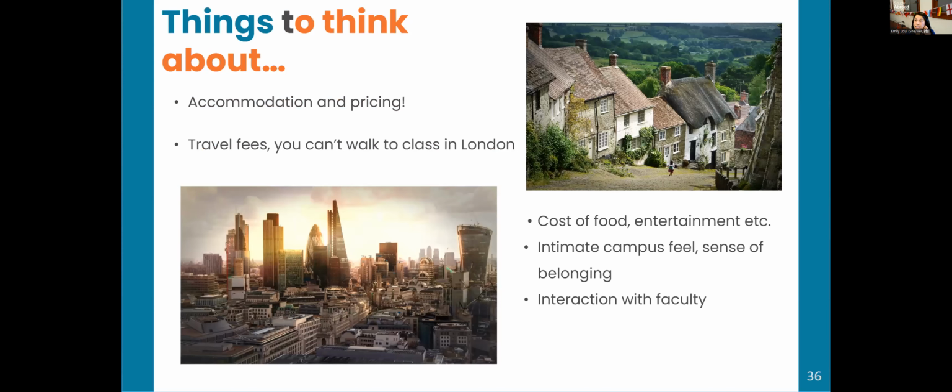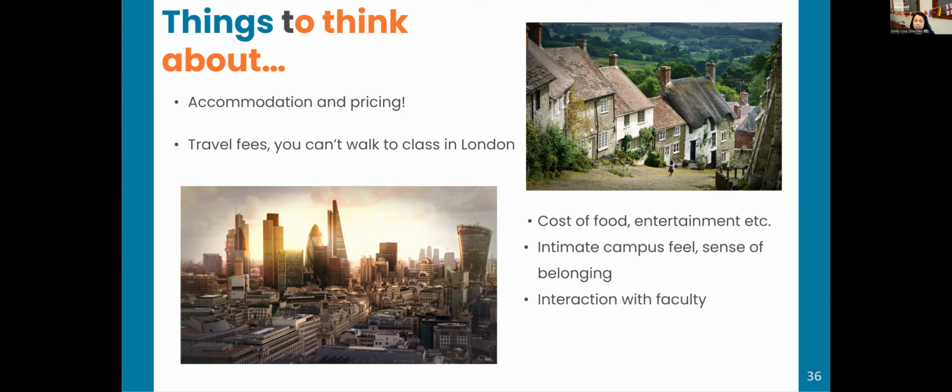All right, some things to consider. As I've mentioned multiple times, accommodation is going to be extremely more expensive in London than outside of London. Everything will be, not just accommodations, but also food, transportation, etc. And in London, you can't walk to class, just as a demographic of things. So you are going to have to pay your way somehow. So just keep that in mind.